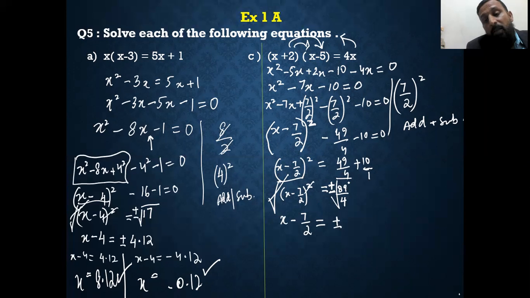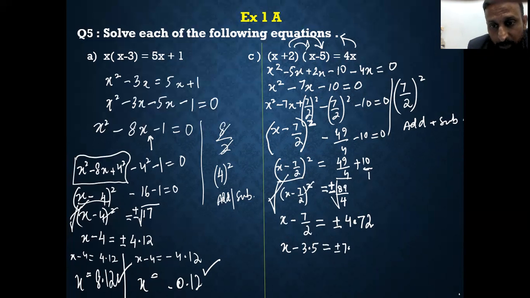Now calculator is allowed for you guys. 89 divided by 4, take the square root of it. Your answer is found to be 4.72. So you have x minus 7 upon 2 makes 3.5 equals plus minus 4.72.